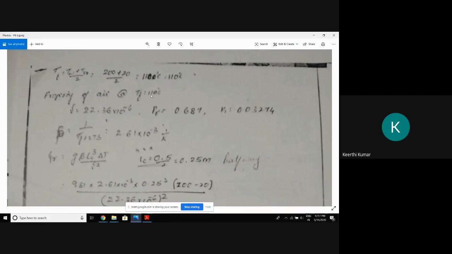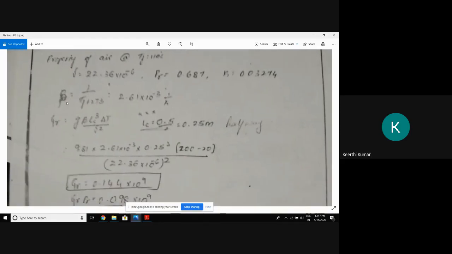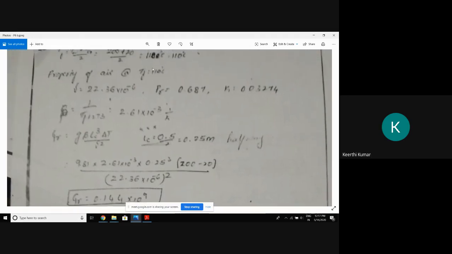What are all the properties we want? For free convection: kinematic viscosity, Prandtl number, and thermal conductivity. Let us take all these three properties of air at 110 degrees. Once we take these, the next step is to go for beta. Beta is equal to 1 by (TF plus 273). TF is 110, so 1 by (110 plus 273), and you will get the value of beta as 2.61 into 10 to the power of minus 3.